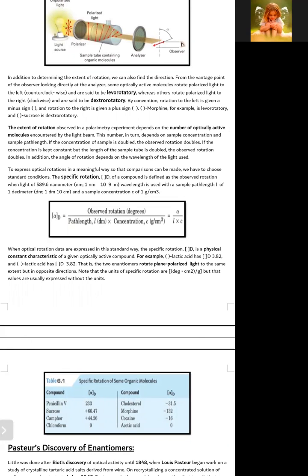In addition to determining the extent of rotation, we can also find the direction. When optically active molecules rotate polarized light to the left, they are called levorotatory, and when others rotate polarized light to the right, they are called dextrorotatory. By convention, rotation to the left is given a minus sign and rotation to the right is given a plus sign. For example, morphine is levorotatory and sucrose is dextrorotatory.